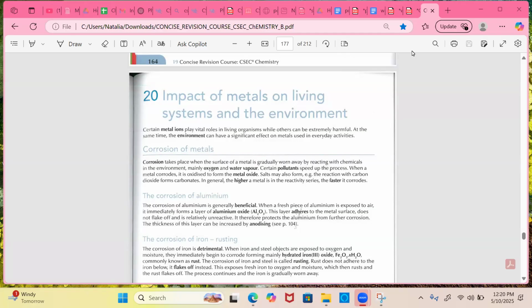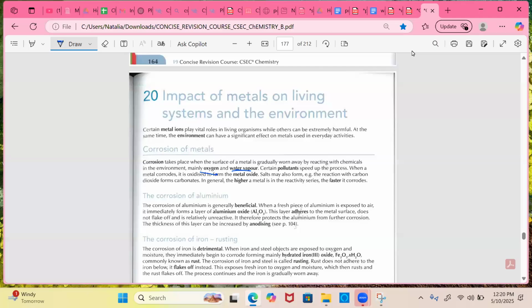Corrosion takes place when the surface of a metal gradually wears away by reacting with chemicals in the environment, mainly oxygen and water vapor. So in order for corrosion to occur, we need oxygen and we need water vapor. Certain pollutants speed up the process. When metal corrodes, it's oxidized to form metal oxide, right?